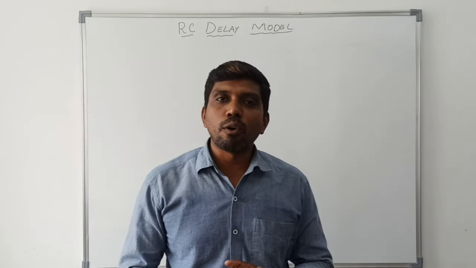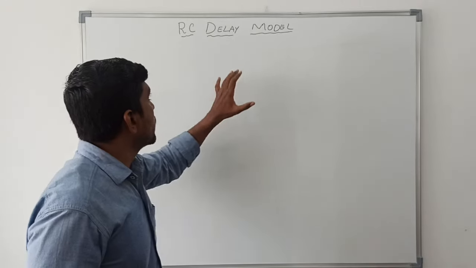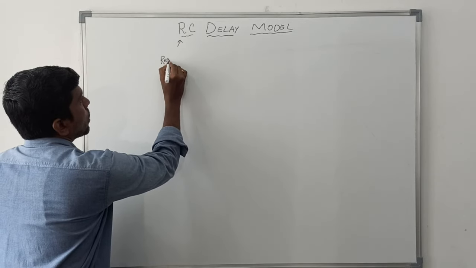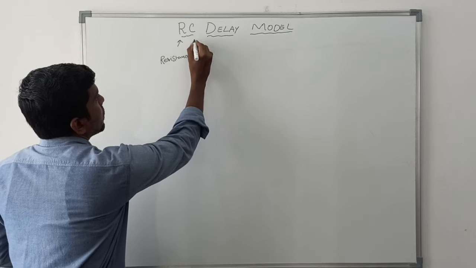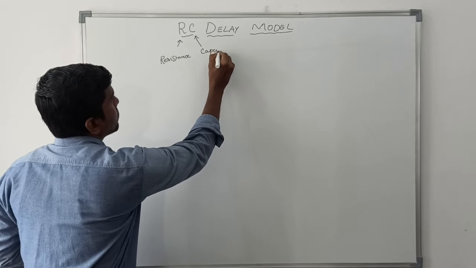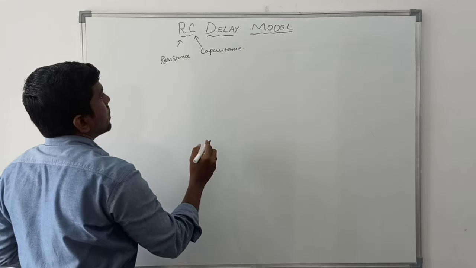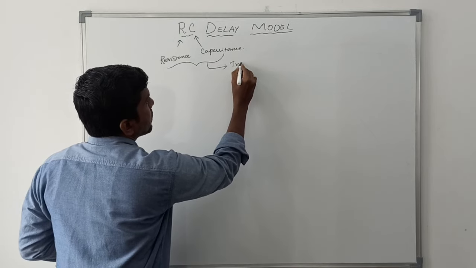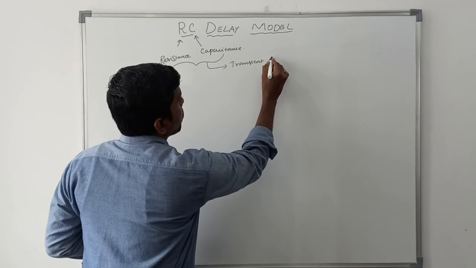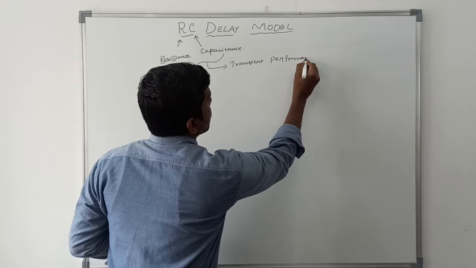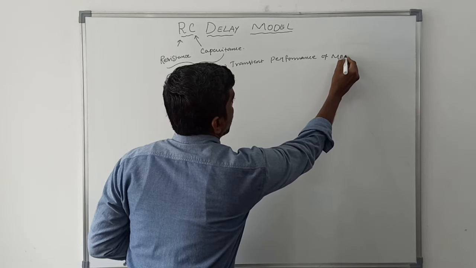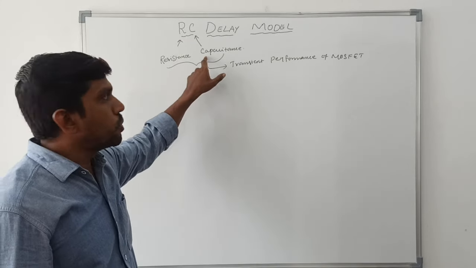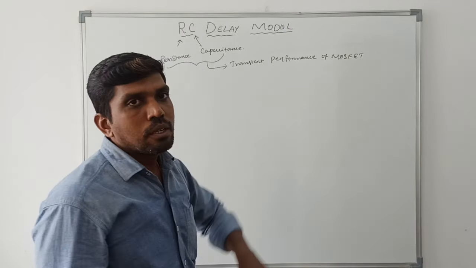Today's session I am going to teach about the RC delay model in VLSI circuits. In this delay model, R represents resistance and C represents capacitance. Resistance and capacitance are very important to decide the transient performance of MOSFET.